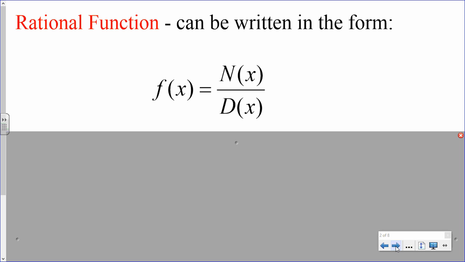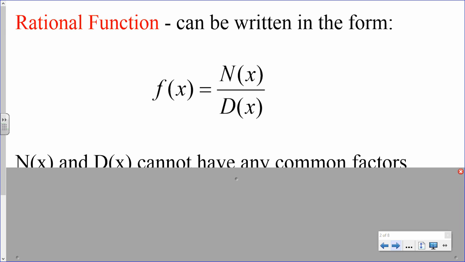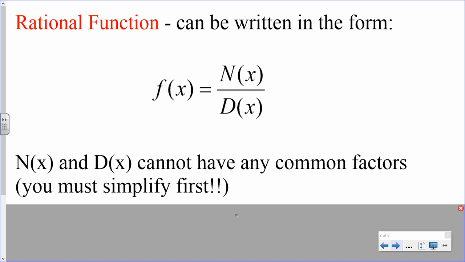polynomial over polynomial. That's why it's in this chapter. Okay? When we have a rational function, we, in this chapter, are focusing on polynomial over polynomial. N for numerator, D for denominator. The numerator and denominator cannot have any factors in common. So if they do, you're going to have to simplify. And that's something we'll talk about at the end of our notes, what happens if we get into that situation.